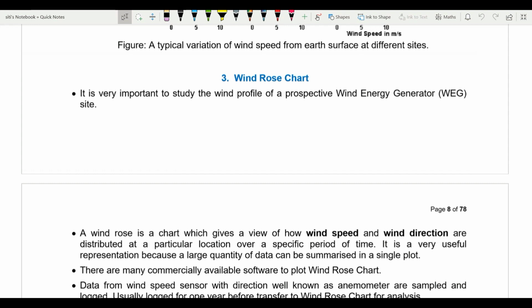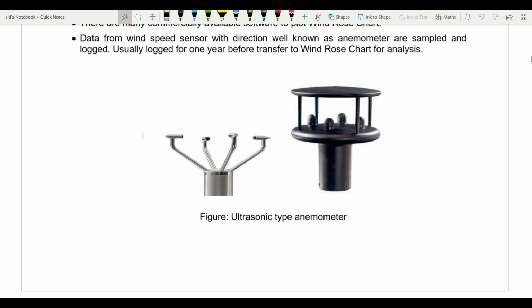There are many commercially available software to plot wind rose chart. So data from wind speed sensor with direction, well known as anemometer, are sampled and logged. Usually logged for 1 year before transfer to wind rose chart for analysis. Here is the example of the ultrasonic type anemometer. This type of anemometer uses 2 axes, so it can measure the horizontal wind speed only.